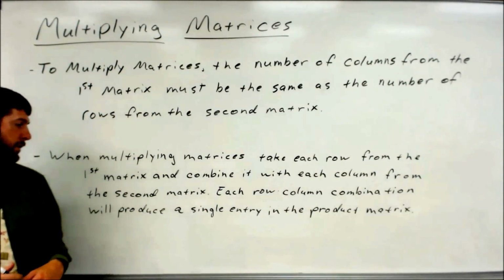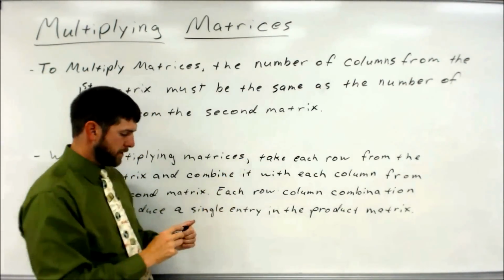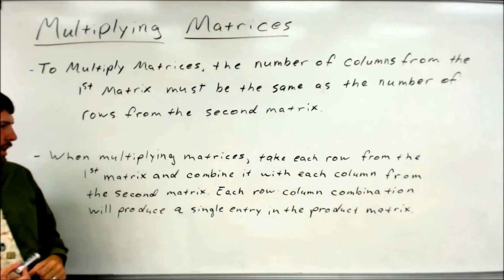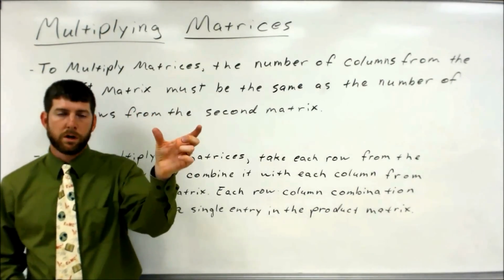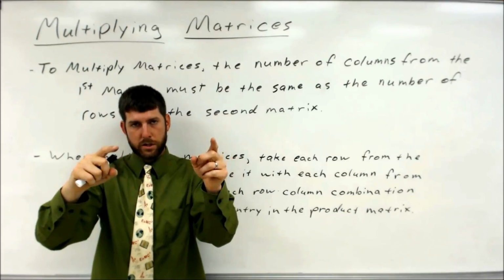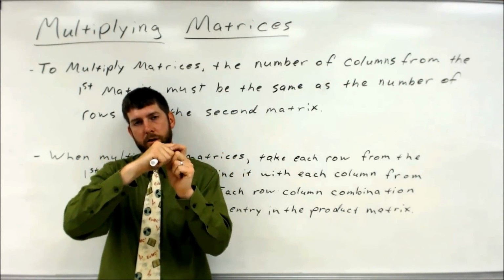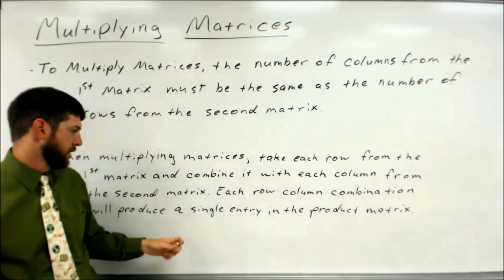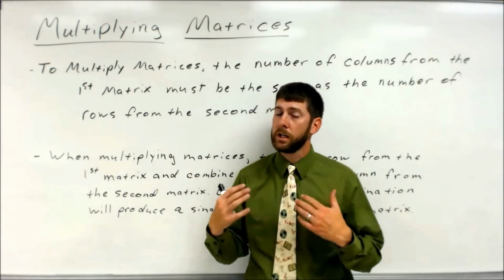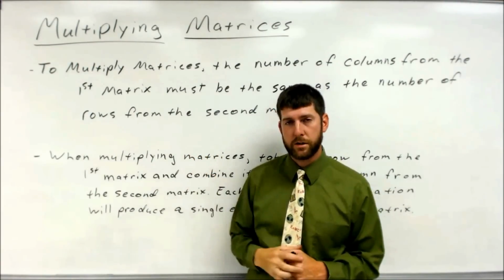The actual process for multiplication says that when we're multiplying matrices, we take each row from the first matrix and combine it with each column from the second matrix. So one row is going to combine with one column, and we combine that by first number with first, second with second, third with third, and so on. One row with one column, put all that together to produce a single entry for the product matrix. We'll look at a lot of examples of multiplying matrices together.